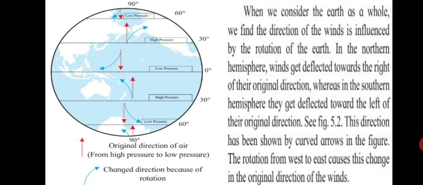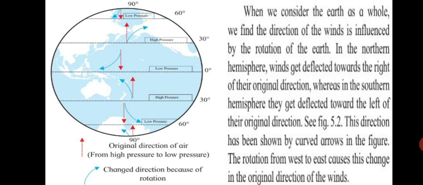See 30 to 60, the red color arrow in the northern hemisphere. It is showing the original direction of the wind. But the blue arrow is showing deflection towards the right in the north. This is because of the rotation of the earth. Winds are deflected. So the blue color arrow marks the changed direction because of rotation of the earth. That is, in the northern hemisphere, winds get deflected towards the right.